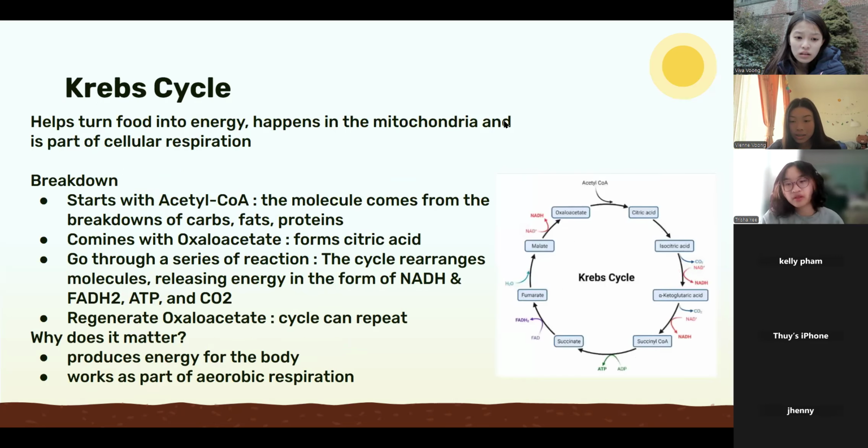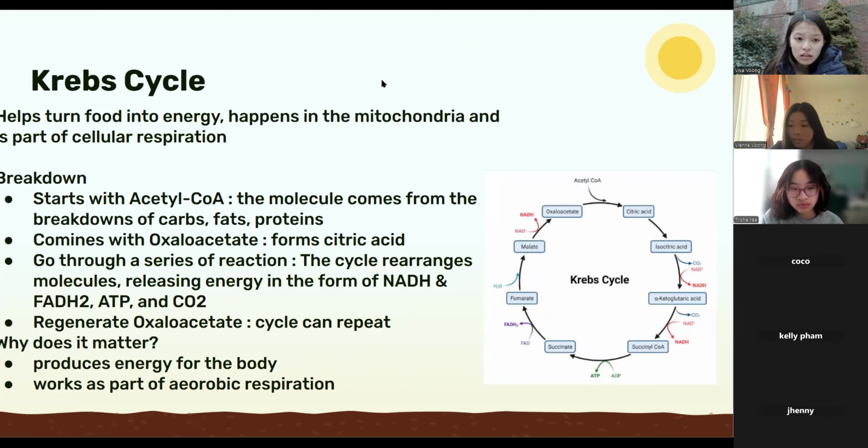All right, and then we're moving on to the Krebs cycle. Okay, so the Krebs cycle helps turn food into energy, and it takes place in the mitochondria, which is the powerhouse of the cell. This cycle is a key part of cellular respiration and the process our bodies use to make energy. So the cycle starts with acetyl-CoA, which is a molecule that comes from the breakdown of carbohydrates, fats, and proteins. And acetyl-CoA combines with oxaloacetate to form citric acid, and this is why it's called the citric acid cycle.